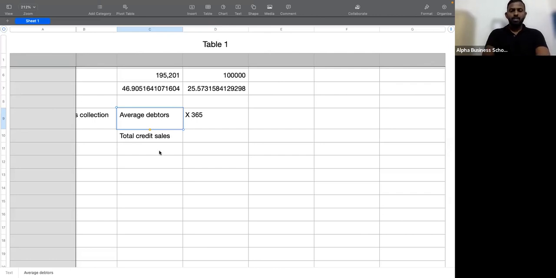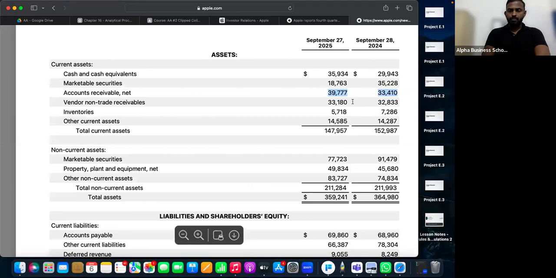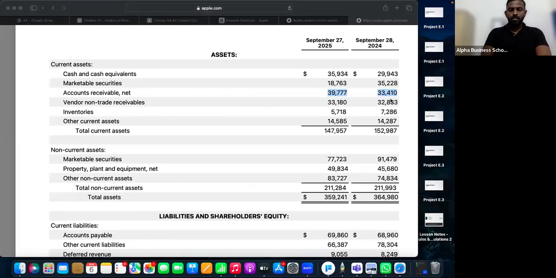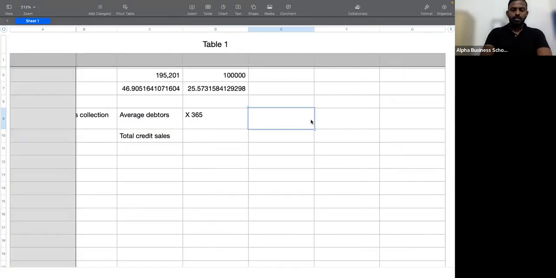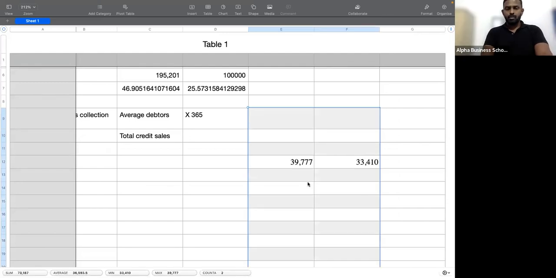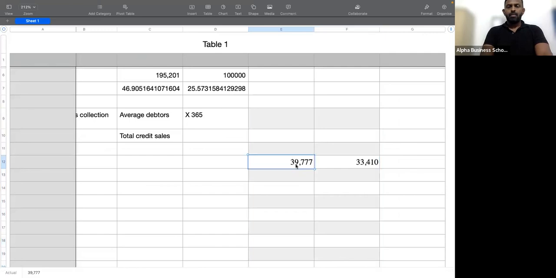Now here, my average debtors number is how much for the last 2 years? It is 39 and 33. So I put that here. If the average debtors are not there, we can take the year-end debtors. So I take both year-end debtors, $39,000 and $33,000. So here I will put total credit sales. If the credit sales is not there, I can put the real sales. So I put the real sales here. That's it.